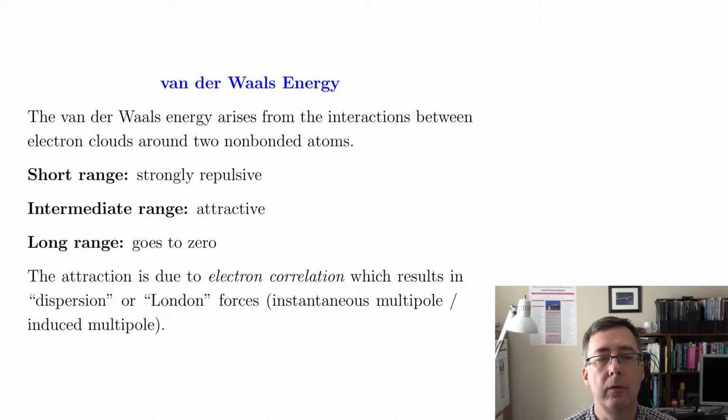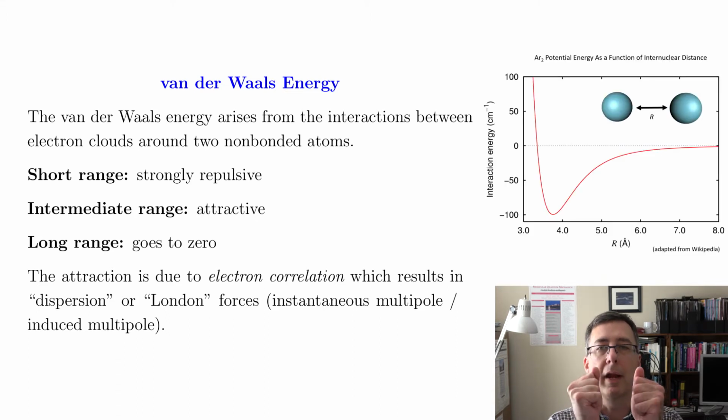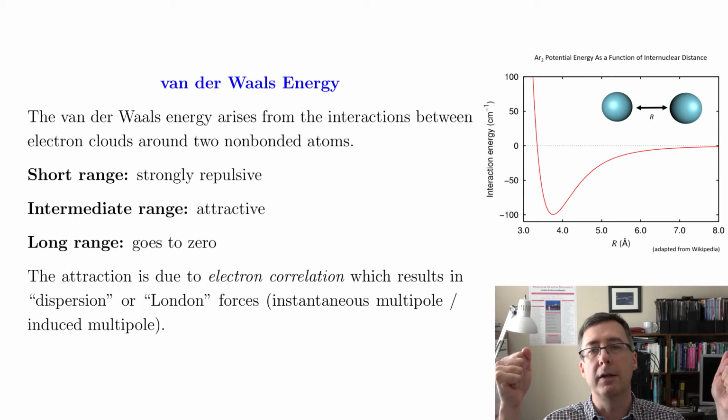What do these look like? Well, at short range, if you take two molecules or two atoms and put them too close to each other, they'll just collide and they won't like that. So that's repulsive. But at intermediate range, maybe 4 angstroms, something like that, this can be an attractive interaction. And at long range, eventually the attraction goes to 0 because the things are just too far apart to interact.